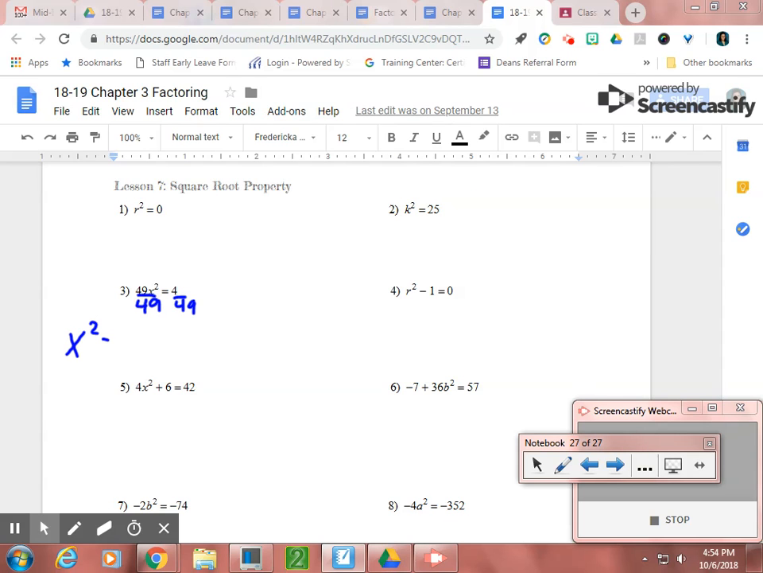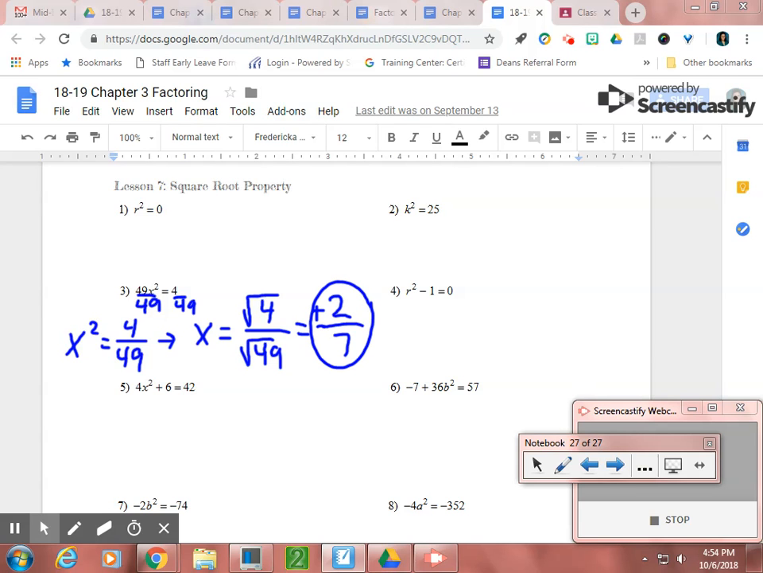So if I'm solving number 3 for x, the first thing I need to do is divide by 49. So now I have x squared equals 4 over 49. So then, to get x by itself, I'm taking the square root of both of these. So the nice thing when you have fractions is that you can take the square root of both. So the square root of 4 is 2, the square root of 49 is 7, and the only thing I need to remember is my plus or minus sign to get my answer.